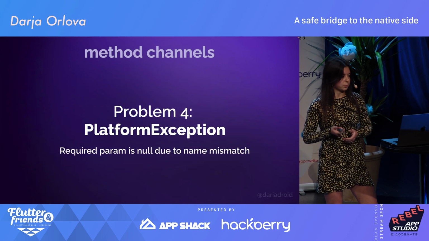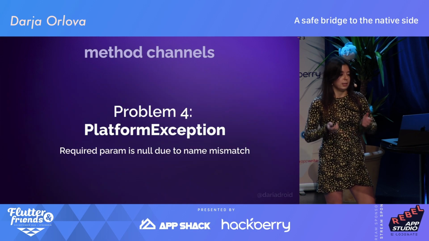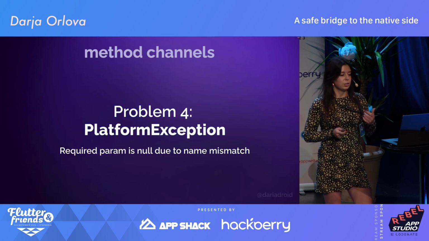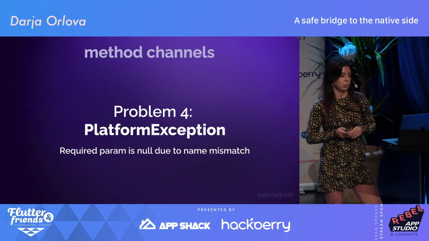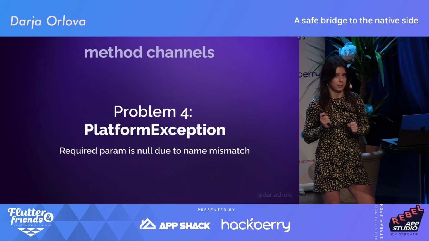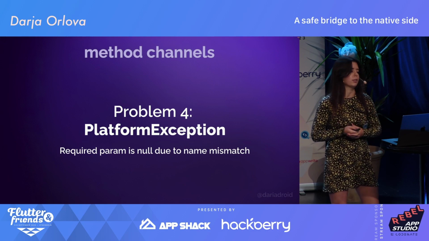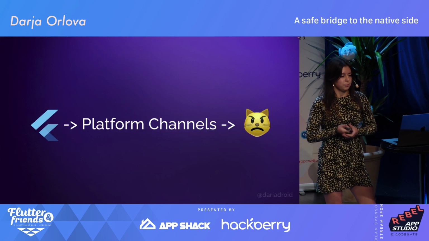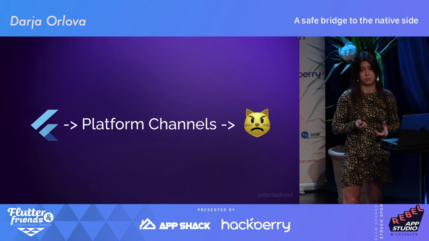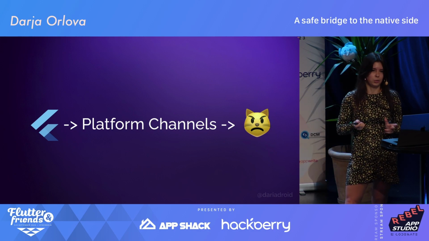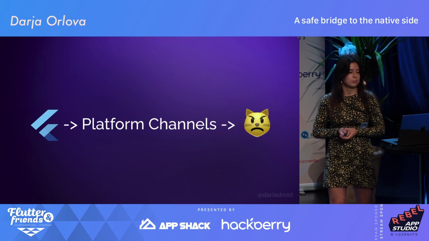We love them. So yes, and if something doesn't match, we will get a platform exception that says required parameter is null due to name mismatch. And many other kinds of platform exceptions, depending on what exactly went wrong with the type. So far, our experience with working with method channels wasn't exactly positive, right?